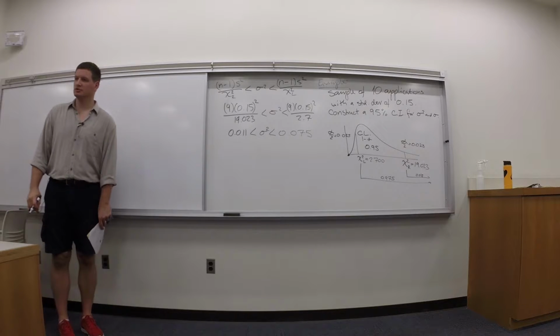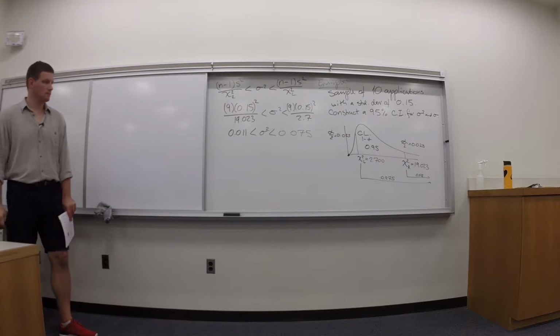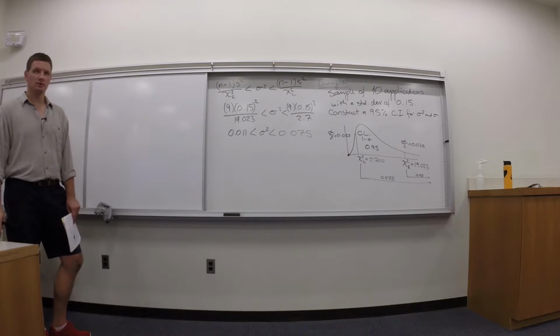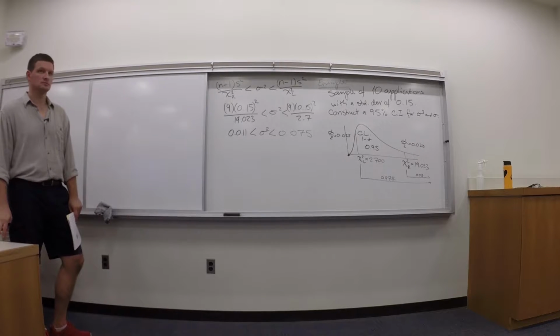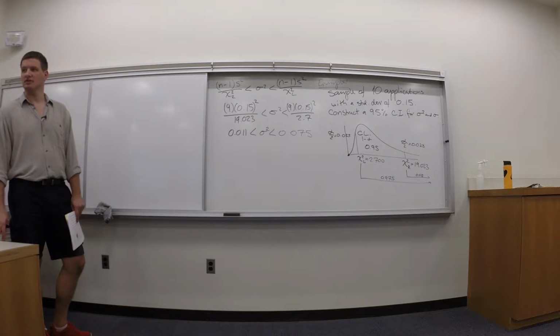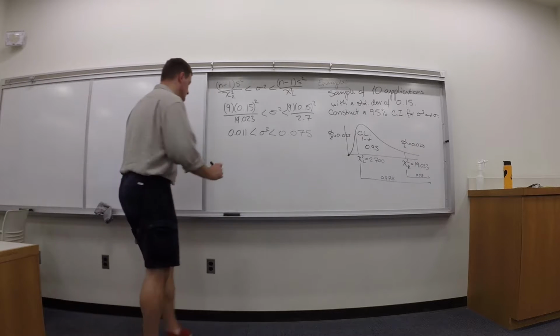It's easy to forget the squares, try not to forget the squares. Alright, so we have the confidence interval for the variance. So how do we get the standard deviation? Yeah, we square root the whole thing.